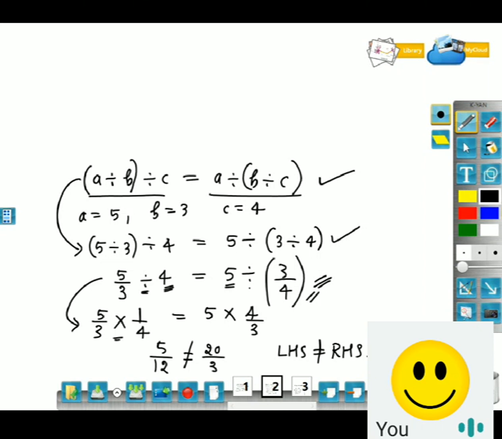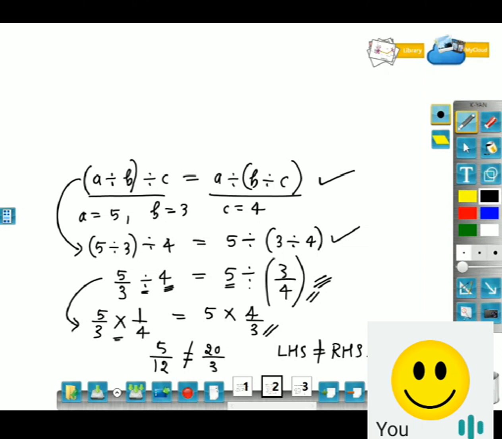Okay, is equal to, on the right hand side we have 5. First number, as I already told you, write as it is, and the division sign we convert into multiplication, and we have to take the reciprocal of 3 by 4. The reciprocal of 3 by 4 will be 4 by 3. So now all the signs are converted into multiplication.